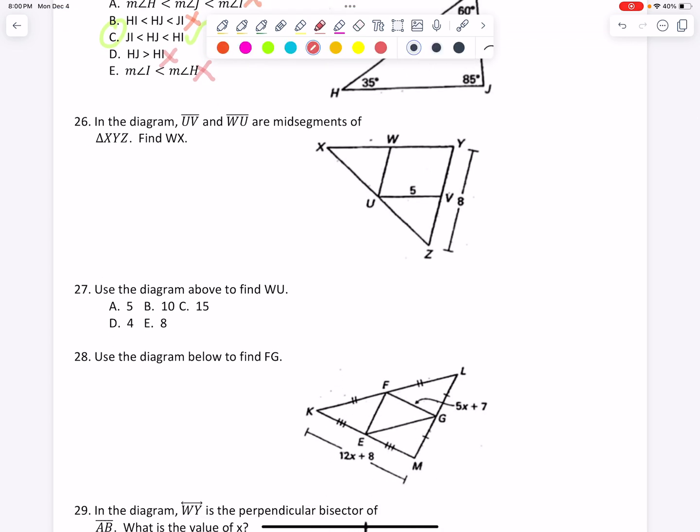All right, number 26 says in the diagram UV and YW are midsegments, meaning that these are midpoints, and it's parallel to this third side. And then UW is going to be parallel to this side, which means that these are congruent, these pieces.